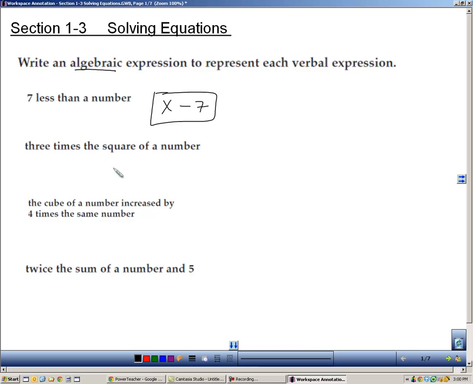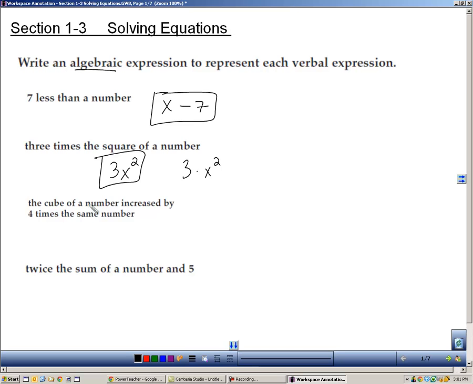The next one says 3 times the square, so I'm going to multiply the square of a number. When you take a number and don't know what it is, and you square it, you use an exponent. So that's what 3 times the square of a number is. There's other ways that you could write that. You could put a dot, you could put parentheses, so there's a couple answers there.